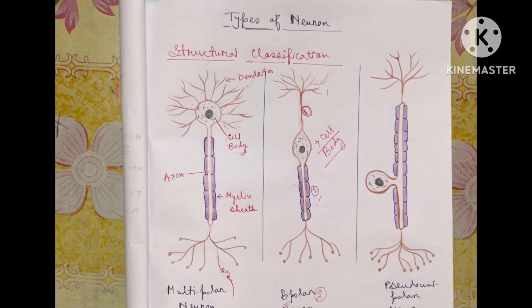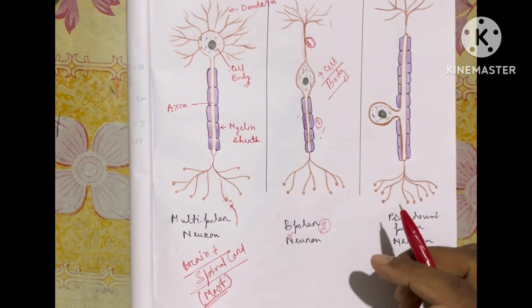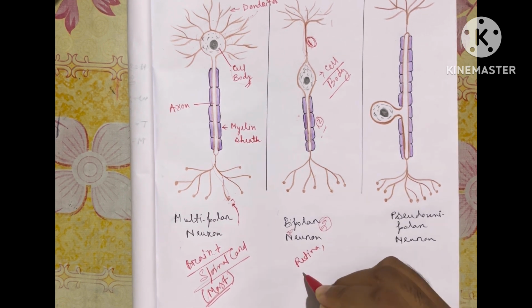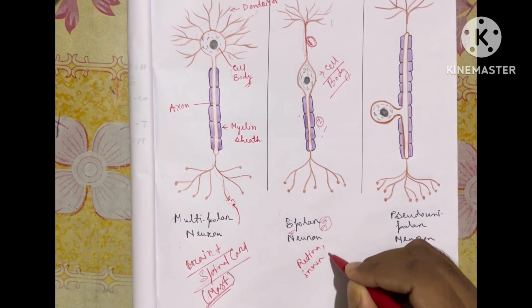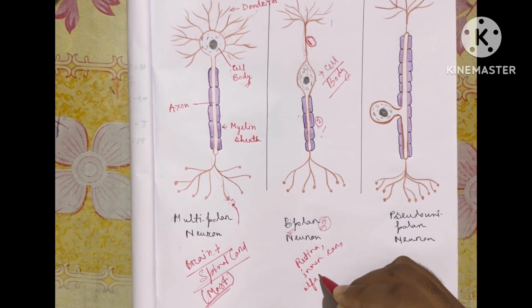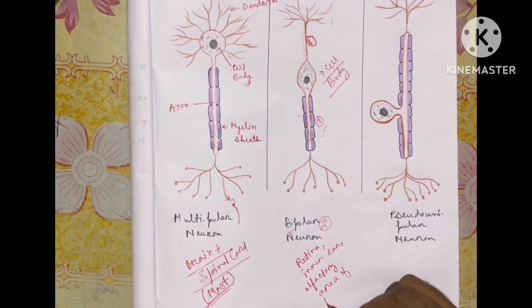Bipolar, and bi means two. So what is the location of these types of bipolar neurons? They're mostly found in the retina, inner ear, and olfactory area of the brain.